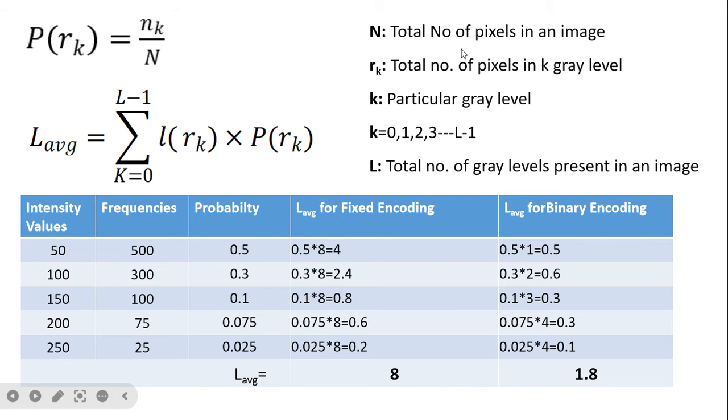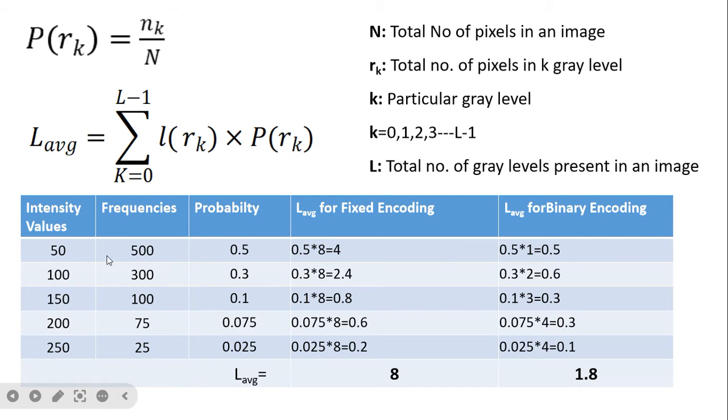Here n is the total number of pixels in an image, and rk is the number of pixels at a gray level. Here 5 gray levels are there, that is intensity 1 to intensity 5. k is a particular gray level, k equal to 0 to L minus 1, and L is the total number of gray levels present in an image. Now here the intensity values are 500, 150, 200, 250, and the frequencies are 500, 300, 100, 75, 250, 75, 25.